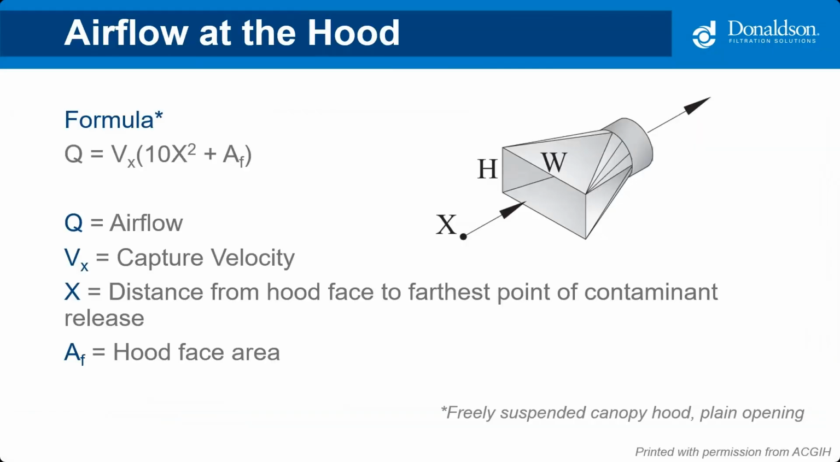In the vent manual, we're going to see some formulas on how to calculate airflow at the hood. This one's pretty simple. You take the distance from the hood face to the furthest point of contaminant release, square it, and multiply that by 10. Add the hood face area and multiply that by the capture velocity. That sounds like a lot, but it's pretty simple. We can do a quick example on the next slide.